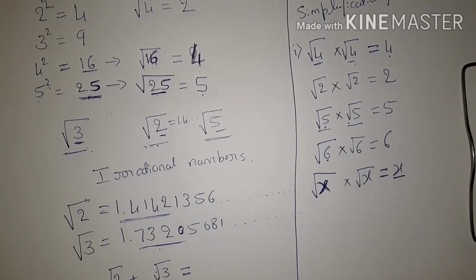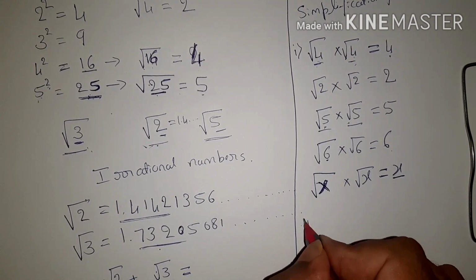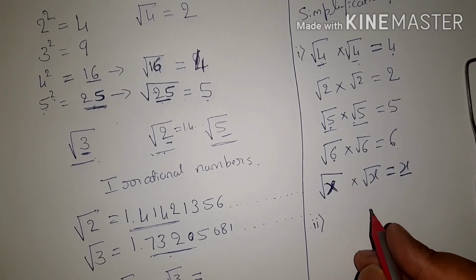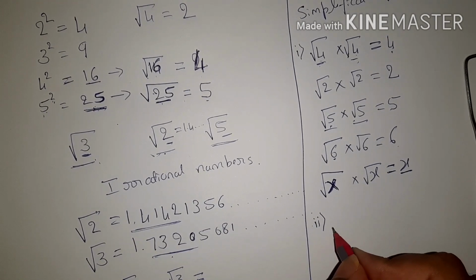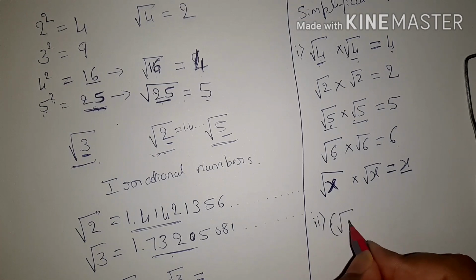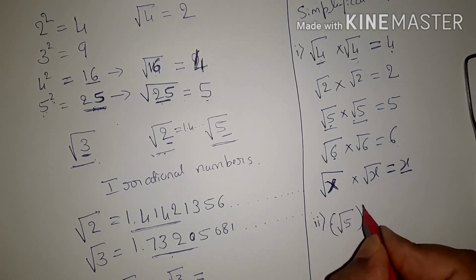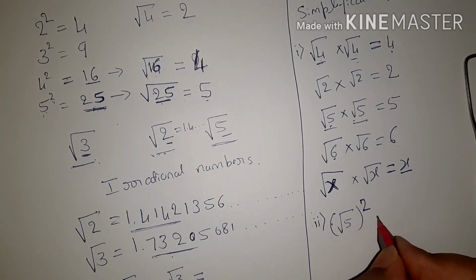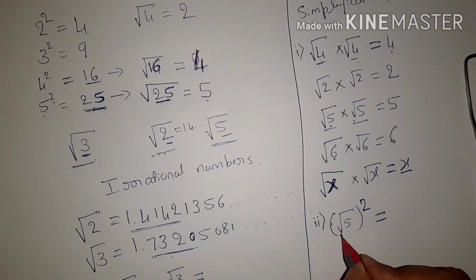Now, we'll go to the second operation. The second operation is squaring a surd. Now how to square a surd? For example, square root of 5 the square. This square will remove the square root. What is left out here?